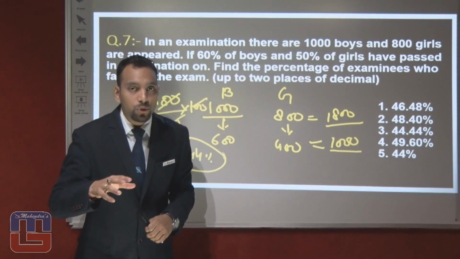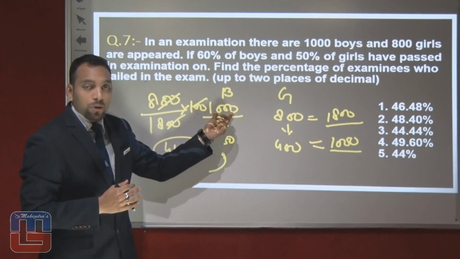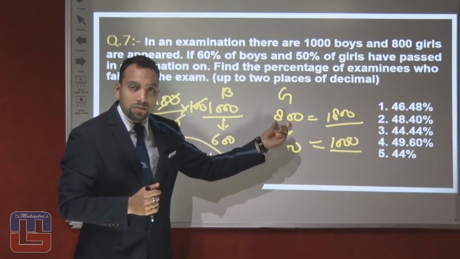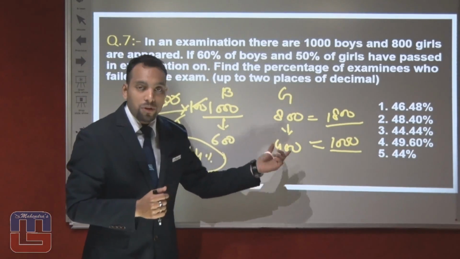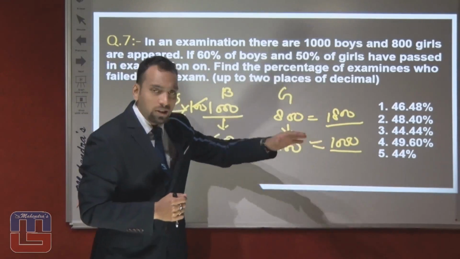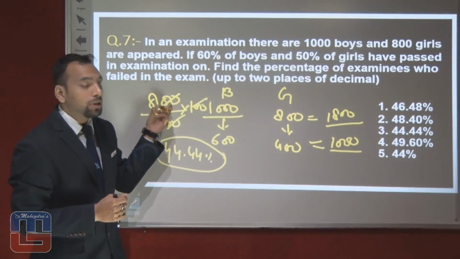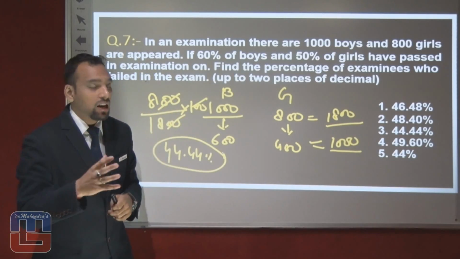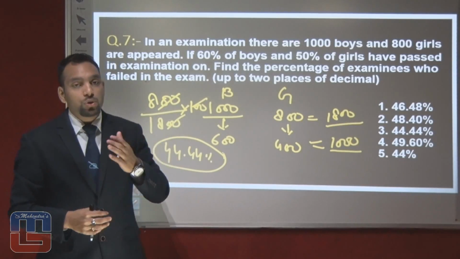Right? The question is basically very simple. 1000 boys, 800 girls. 60% and 50% passed. That means 1000 have already passed, which means 800 have failed in the examination. So you have to calculate the percentage for this 800, and you will get the value for the failed students, right?